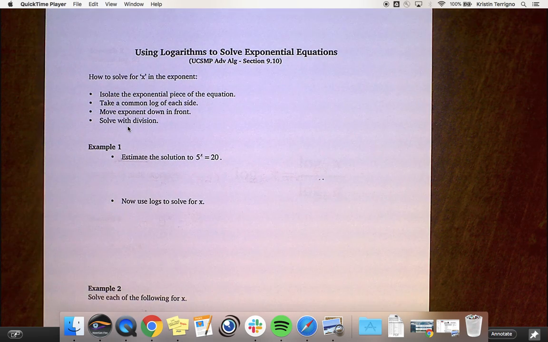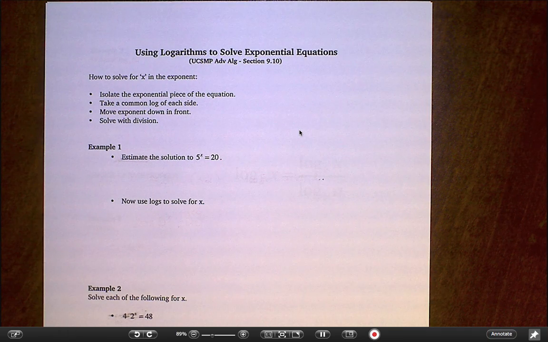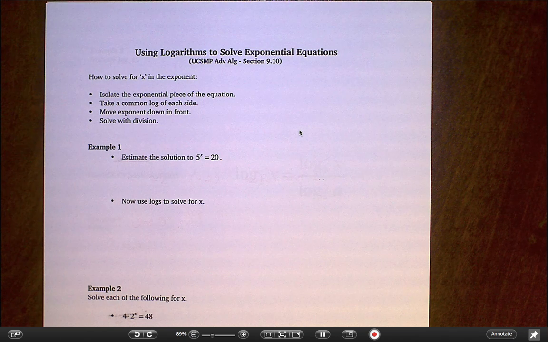This is lesson 910 from Algebra 1. This is the end of chapter 9, which dealt with exponential functions and logarithms. And this is where I really think you're going to see it kind of all pull together. You're going to start to see the real purpose of logarithms and why they're useful in mathematics.